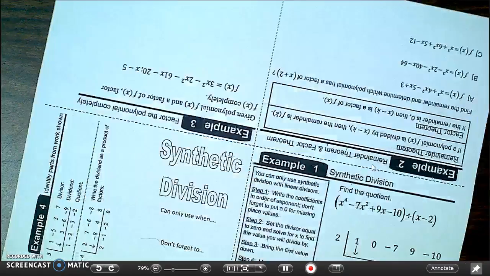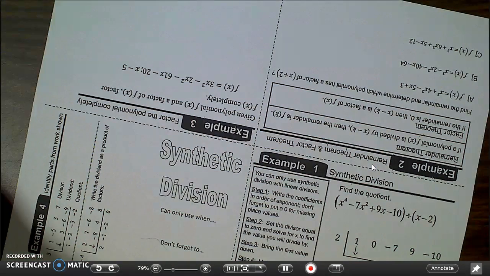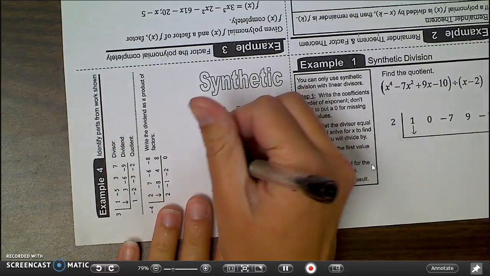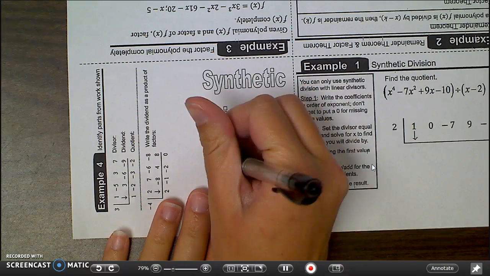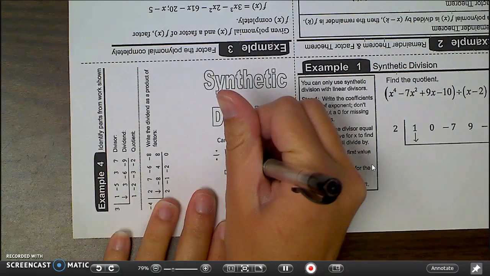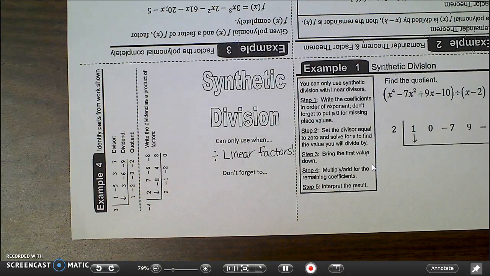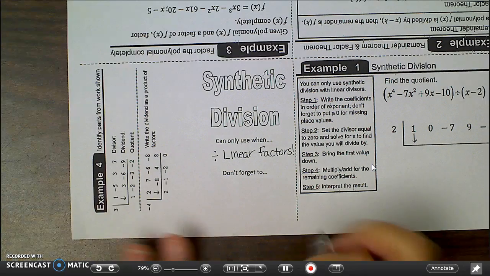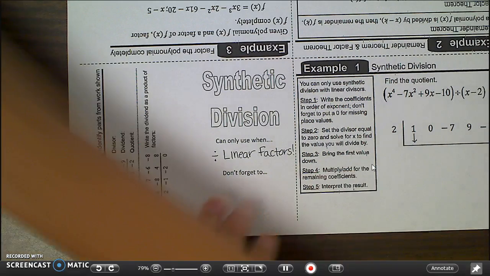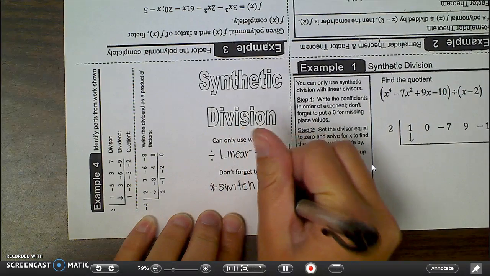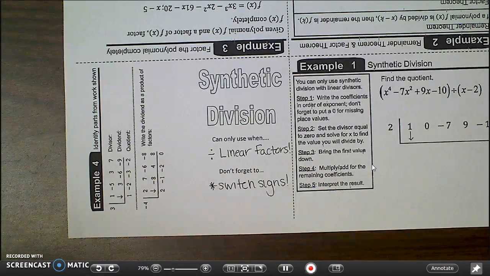Okay, so synthetic division. We can only use synthetic division when we have linear factors. So it can only be used when dividing by linear factors, which is kind of a bummer, because if something is not linear, then you can't use this. If it's like x squared or x to the third that you're trying to divide by, then you can't do synthetic division. This might not make much sense now, but hopefully it will in a minute. Don't forget to switch your signs, which I'll point out to you in a minute.